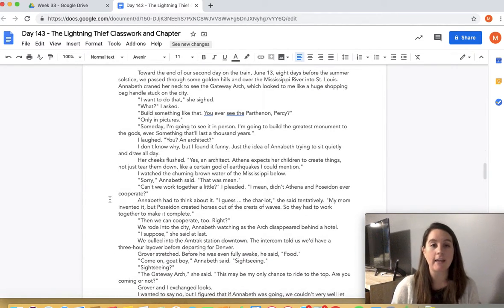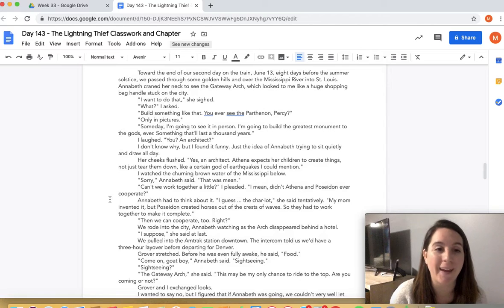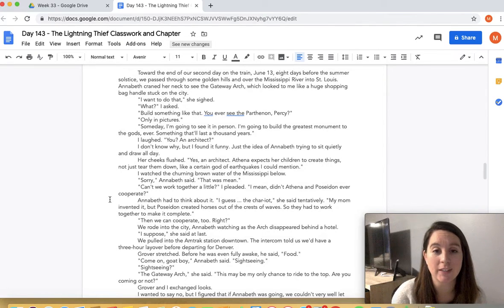Toward the end of our second day on the train, June 13th, 8 days before the summer solstice, we passed through some golden hills and over the Mississippi River into St. Louis. Annabeth craned her neck to see the Gateway Arch, which looked to me like a huge shopping bag handle stuck on a city. I want to do that, she sighed. What? Build something like that. You ever seen the Parthenon, Percy? Only in pictures. Someday, I'm going to see it in person. I'm going to build the greatest monument to the gods ever. Something that'll last 1,000 years.